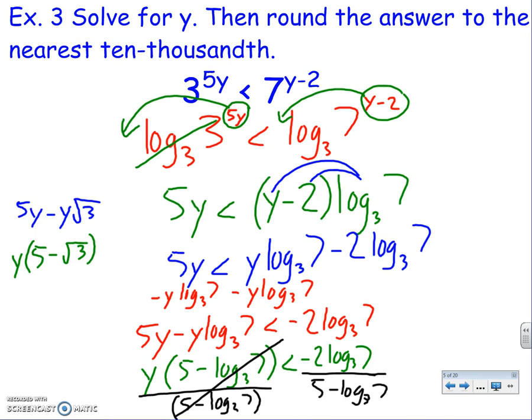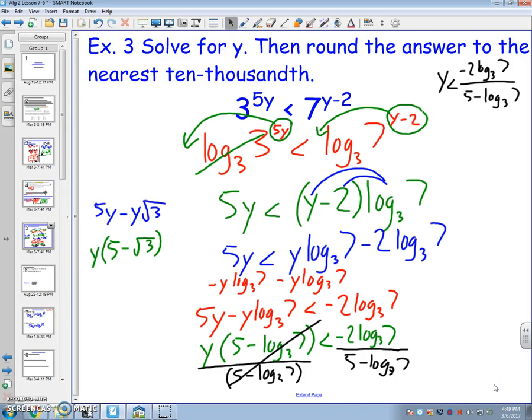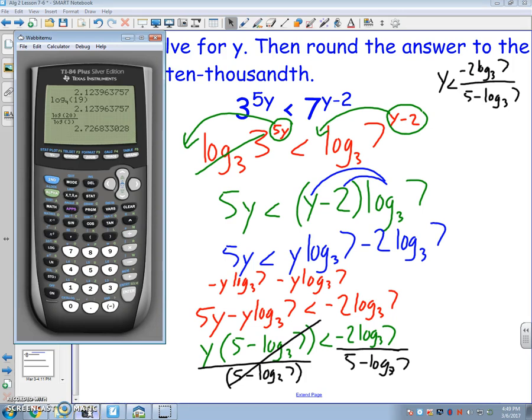All right, so y is less than, on top is negative 2 log 3 of 7. On bottom is 5 minus log base 3 of 7. If you did it like this, it's the shortest and fastest way. If you did common logarithms, you'd have the word log 2 more times, so 4 times total, and it'd look really messy. Now they want the decimal, so let's do that.